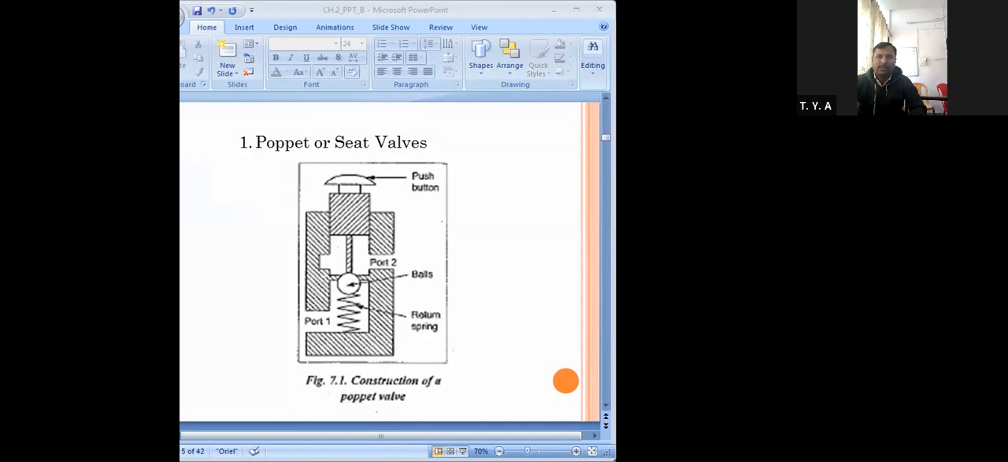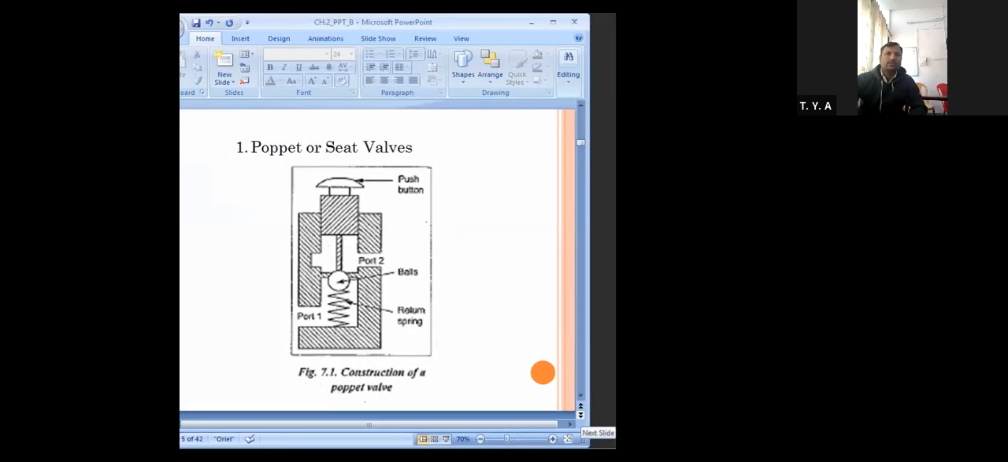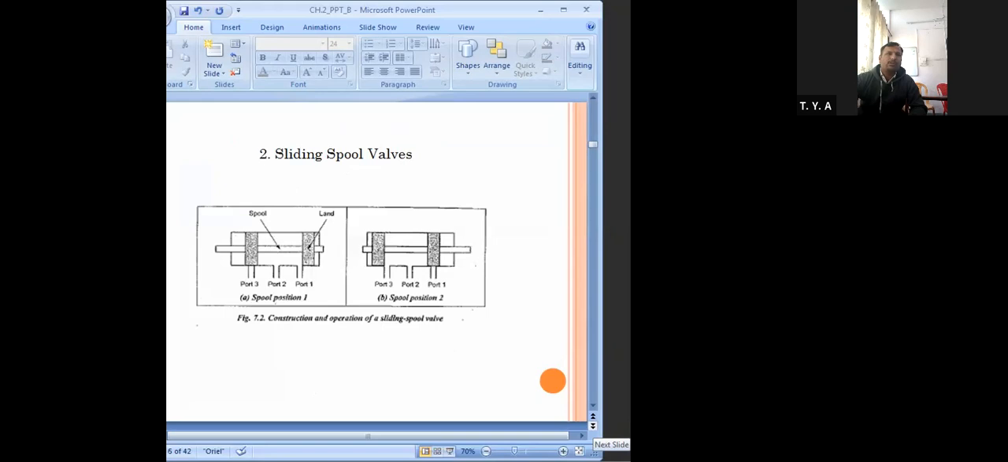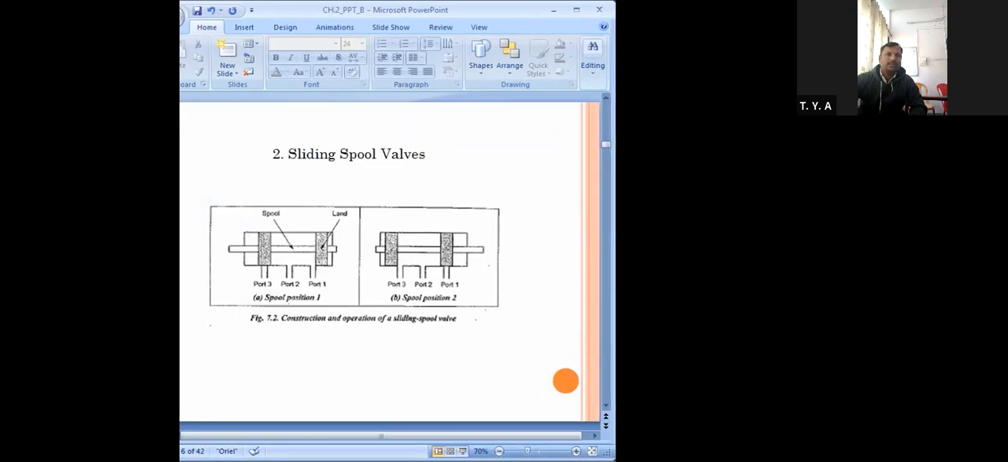I will show another one, the sliding spool valve. With the help of this typical sliding spool valve, I will explain. You can see here the spool will move horizontally. This spool means, this piston rod you can see.